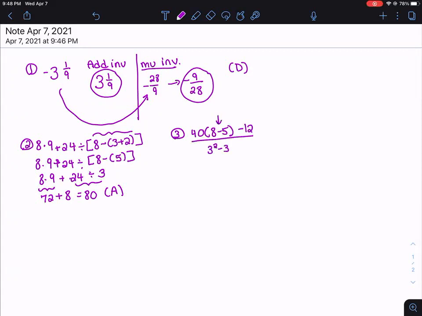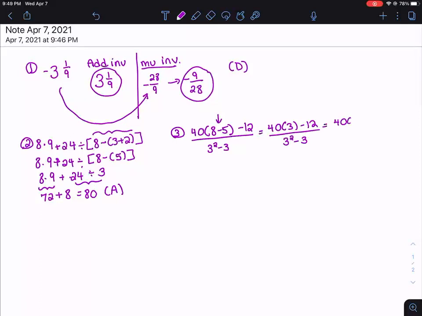So we start with the parentheses first on top. That would be 3. The exponent on the bottom would come next. That would be 9. The numerator, we're going to do 40 times 3, which is 120, minus 12 over 6. 120 minus 12 is going to be 108. 108 divided by 6 is going to be 18. That is choice A.